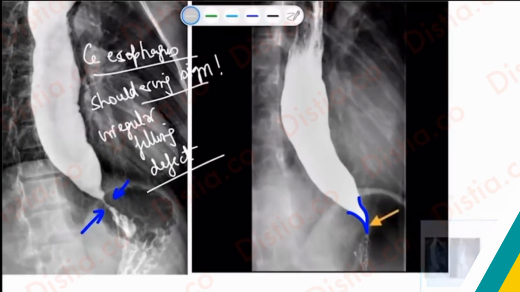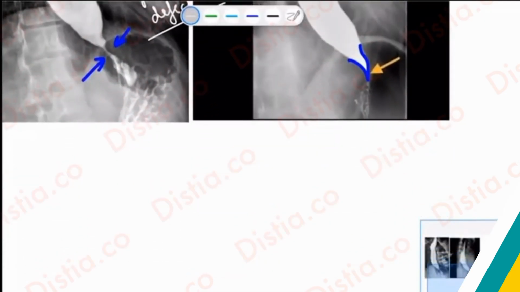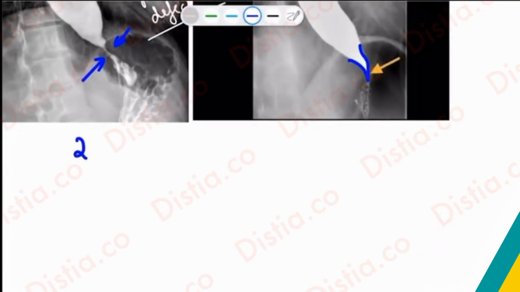On the right hand side, it's a regular filling defect of achalasia cardia. Now look at the twist in the question that can come. So please be very attentive in the next 2 minutes.